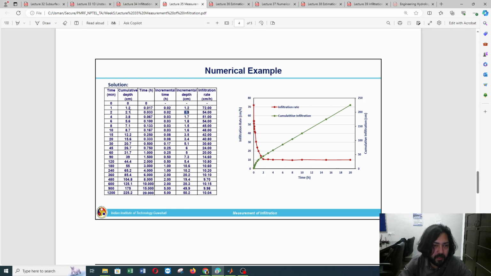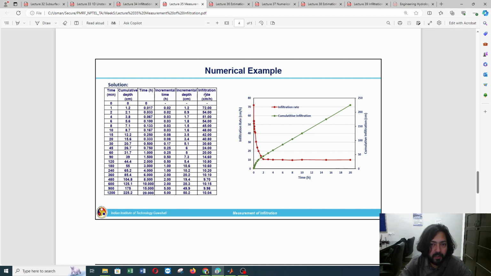Then 3.8 minus 1.9, it gives us 1.9. So now we have incremental time and incremental depth. If you divide these two terms, that is incremental depth with respect to incremental time, it will give us the infiltration rate. So they have divided 1.2 by 0.02 and got the answer as 72 centimeter per hour. So this is what we are going to plot, infiltration rate.